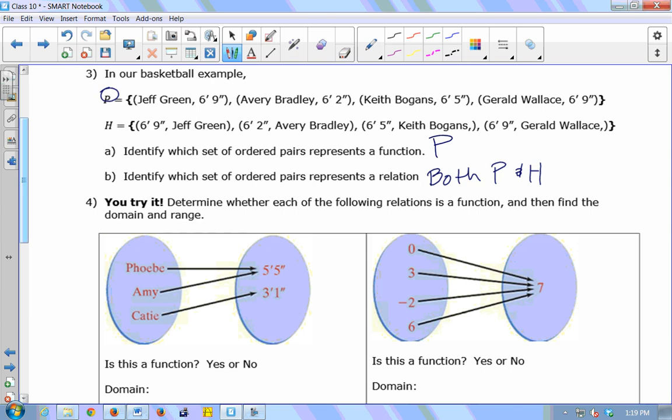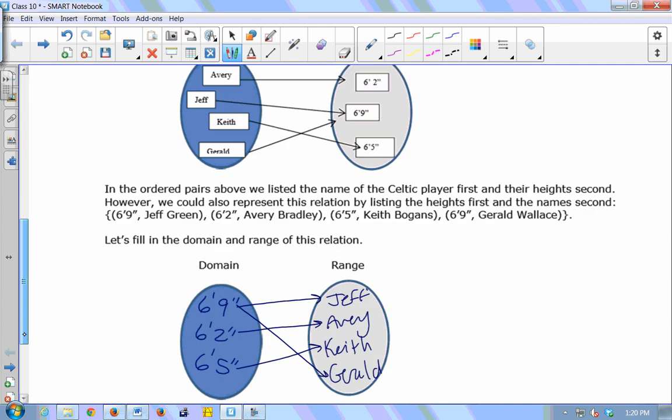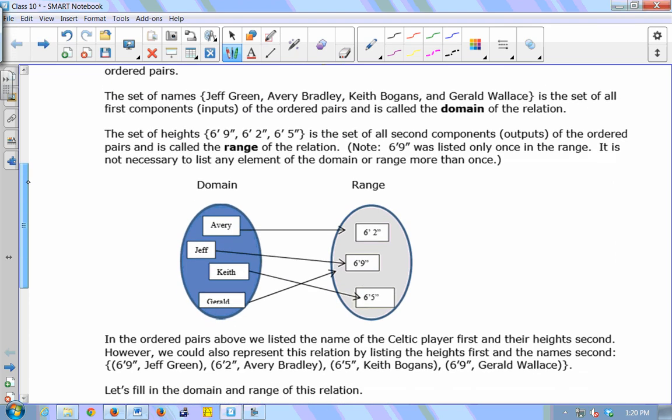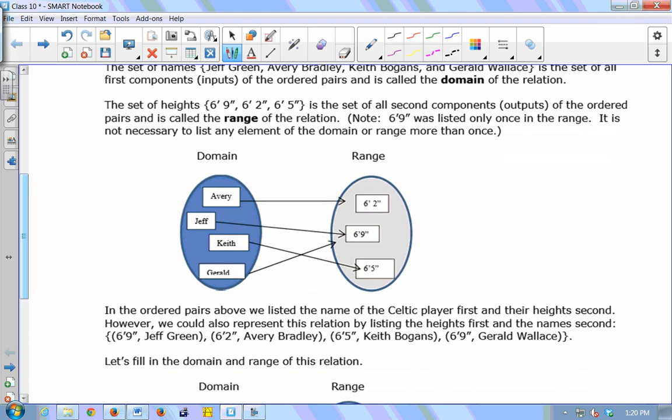Question. Why wouldn't A be H2? Okay, so the problem was when we go back here and we look at when we define it as heights as input and names as output, it's not well defined because the 6-9 goes to two different names. Whereas when we defined it this way, that was fine. Each name has just one arrow coming from it, right? So this one is well defined.